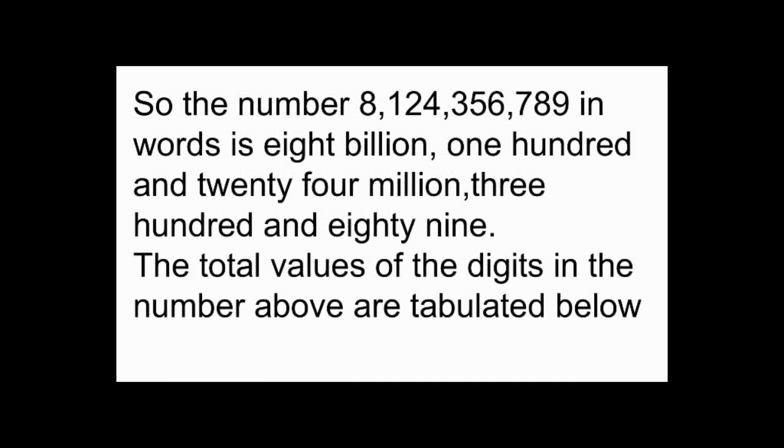So the number 8124356789 in words can be read from the table above of the place values of all the digits in the number, whereby now it will read 8,124,356,789. The total value of the digits in the number above can be tabulated as below. So what we have talked about up there was the place value. Now we want to look at the total value.